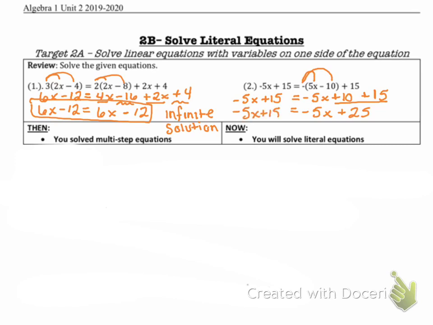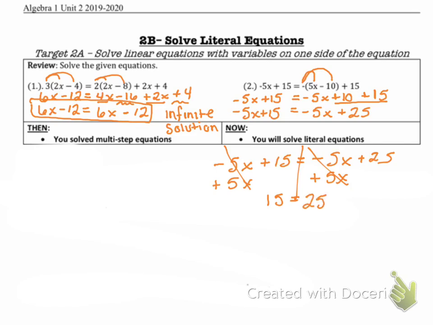Now I've kind of run out of room, so I'm going to continue this down here. Negative 5x plus 15 is equal to negative 5x plus 25. Putting my balance line down the middle, I want to get my variables to one side, so I'll add 5x. That cancels. Adding 5x, that cancels. So I'm left with 15 is equal to 25. That doesn't make any sense, right? So in this case, we say that we have no solution. No solution, my friends.